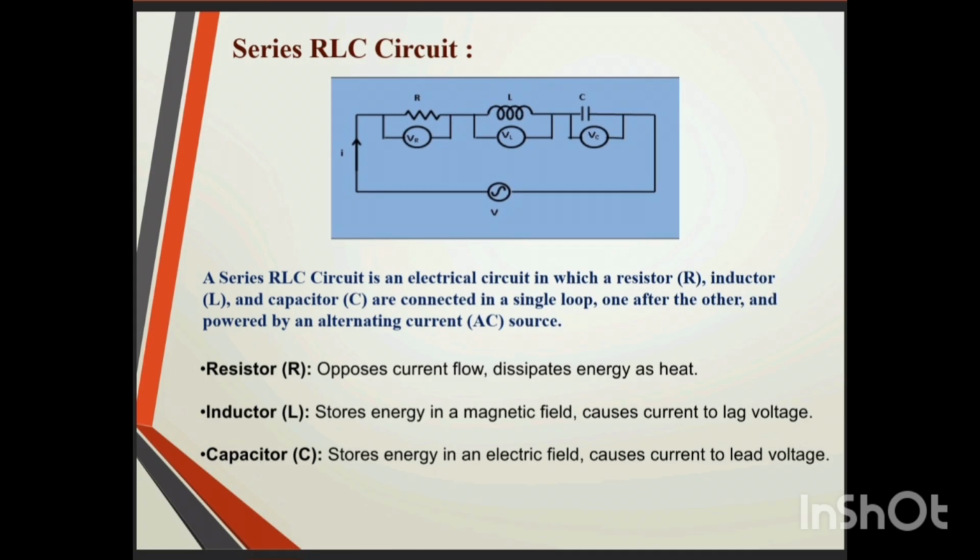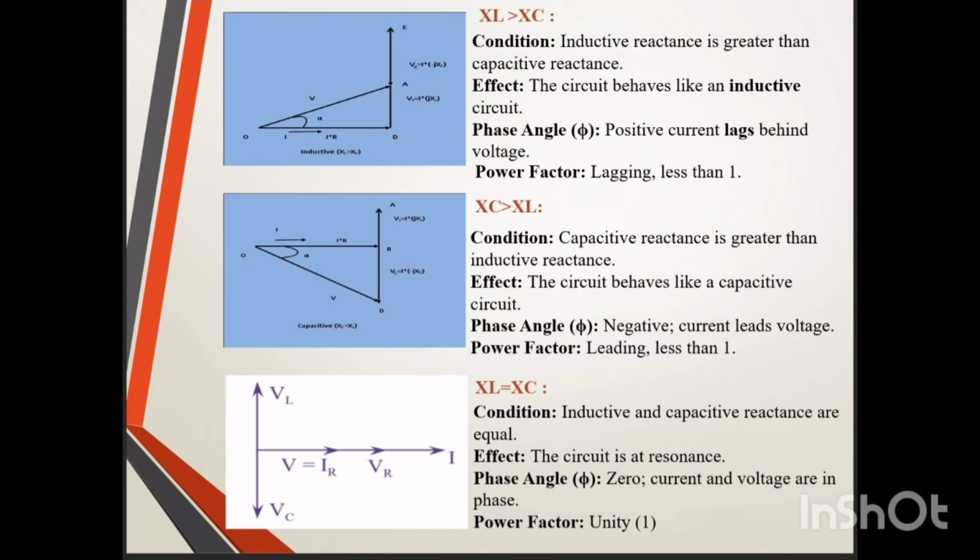A series RLC circuit is an electrical circuit in which a resistor, inductor, and capacitor are connected in series combination and which is powered by an alternating AC source. The function of a resistor is to oppose the flow of current, the function of an inductor is to store energy in a magnetic field and oppose the change in current, and the function of a capacitor is to store energy in an electrical field.